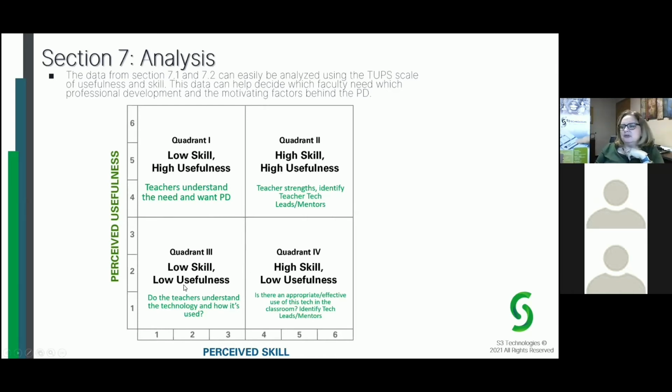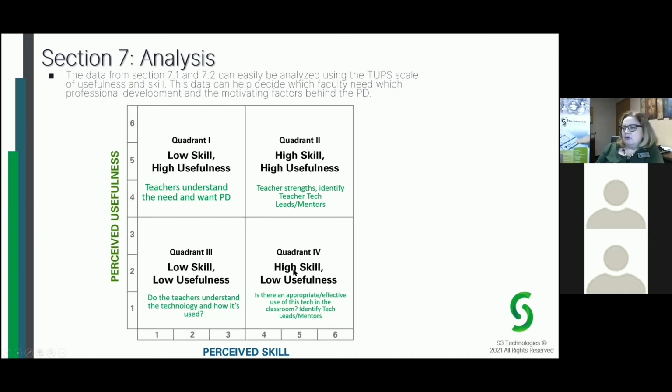Quadrant 3, the low skill, low usefulness. This is where we need to really look and see, do the teachers understand even how this technology could be used? So this is going to be more of a heavier lift because they're not going to see a point to the training and they don't have a lot of skills in it. So that's going to be more of a pedagogy, the background of why and how to use the technology, as well as the actual technology itself.